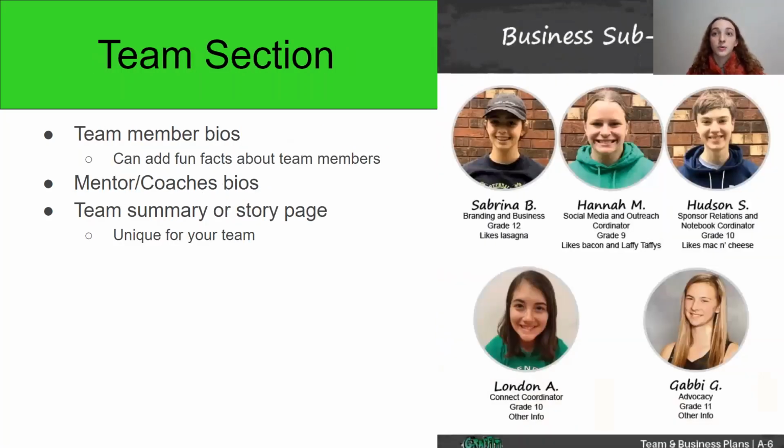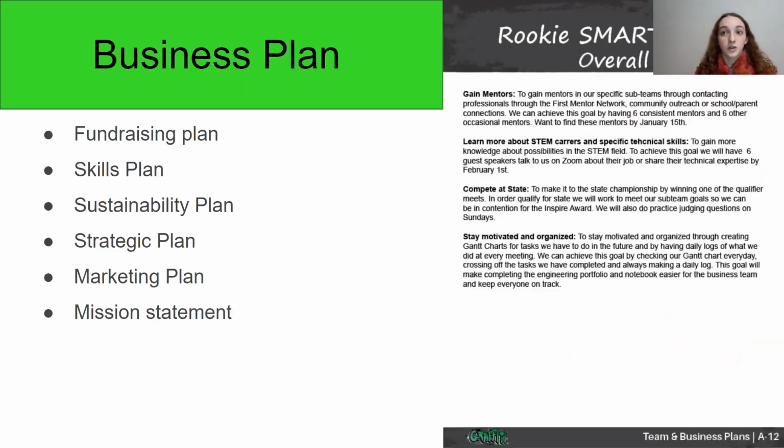So for each section, we will start with the business sections you should include in your notebook and then transfer to the robot sections. First, you'll want a team section. This should have team member and mentors bios as well as a summary about your team. Then include a business plan. This is required for the Motivate, Connect, and Inspire awards, so make sure you have something included.